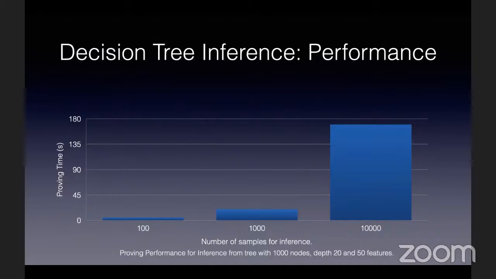As you can see, if you're only proving inference for 100 samples, that's under 5 seconds. If you have 1,000 samples, you get close to 20 seconds. And for 10,000 samples, you are running close to 3 minutes. Running a plain text decision tree on those sizes is again a fraction of a second. So in general, in zero knowledge, we are trailing the plain text computation by 4 orders of magnitude, if you wish.